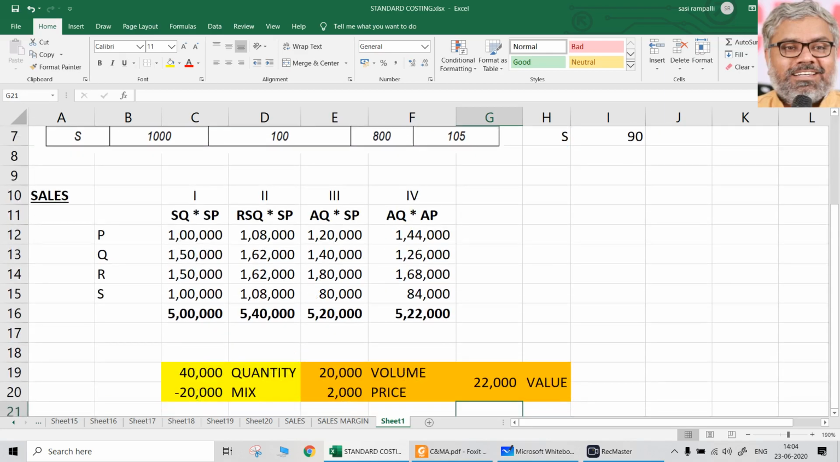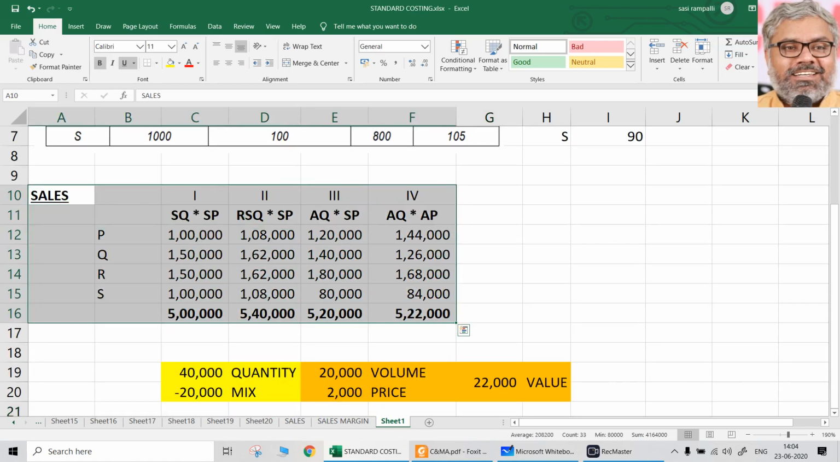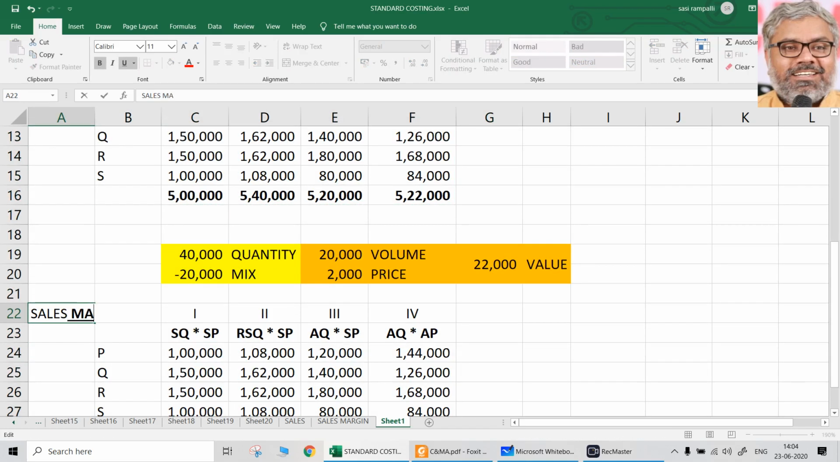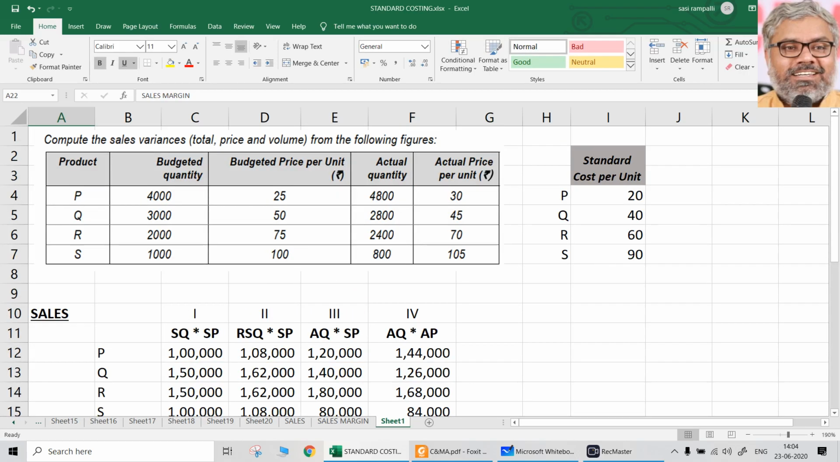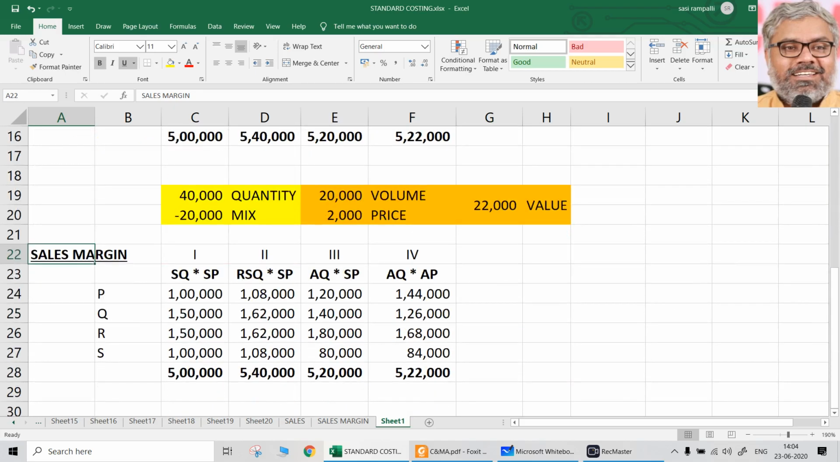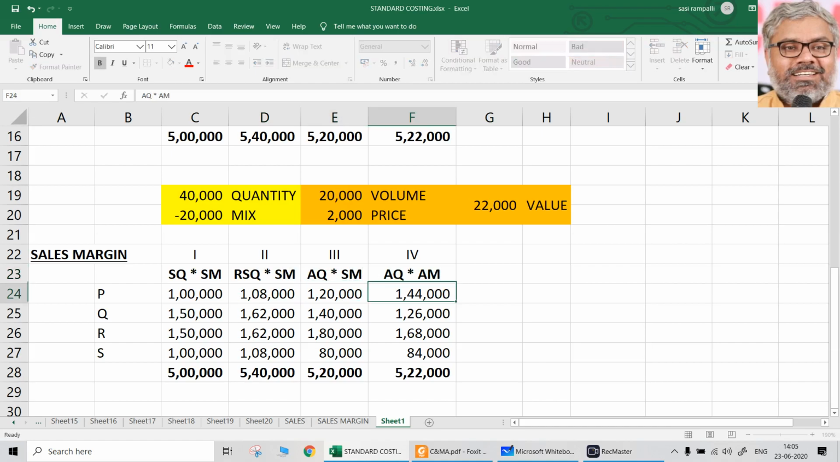Now, we can do the same thing with the sales margin variances also, but we'll take sales margin carefully. So what is sales margin variances? SQ, RSQ, everything will be same. AQ will be same. What will change is standard margin. Instead of standard price, we call it standard margin or standard rate. Standard margin. And here it is actual margin. So we are changing it.